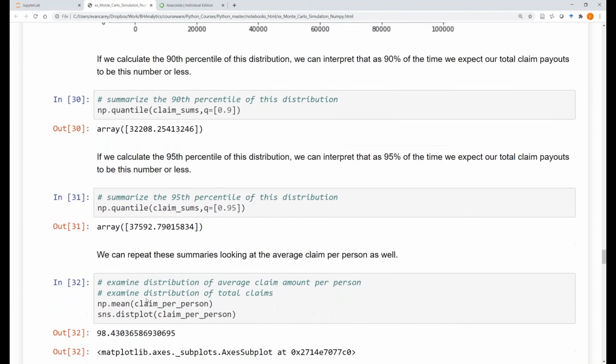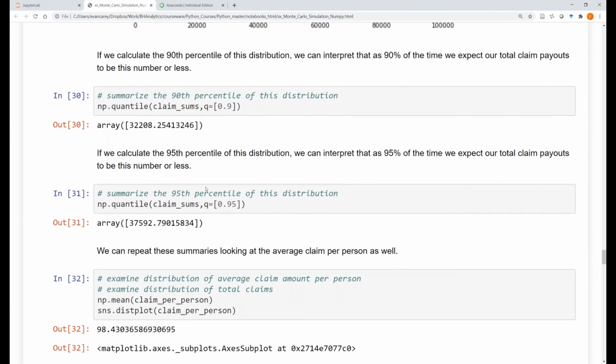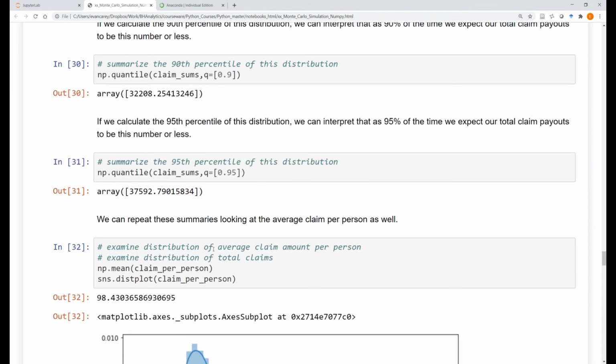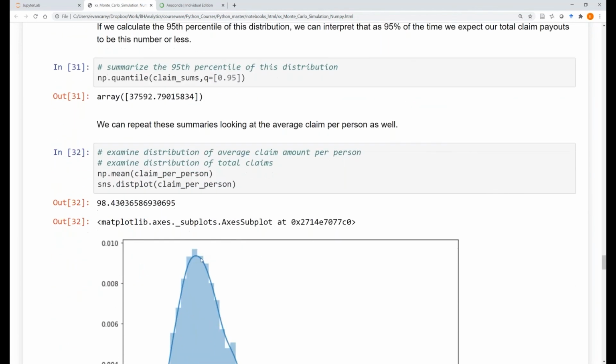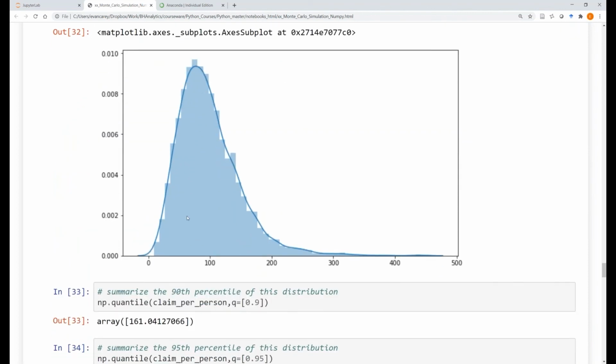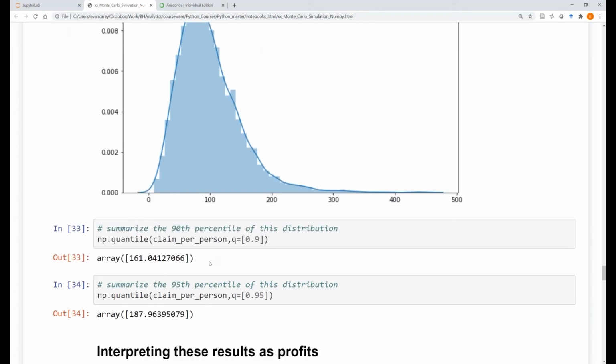The 95th percentile of the distribution is easily calculated, just change our argument slightly to the quantile, and we're going to pay out $37,500, 95% of the time or less. I can repeat these summaries looking at the average claim per person, which is just a scalar offset, right? That's going to be the same thing divided by the total. And so our mean of claims per person is $98, and the distribution of those claims per person looks like this. And I could then summarize the 90th percentile of that distribution. All right, so 90% of the time we'll pay out 161 or less per person, and 95% of the time we'll pay out 187 or less per person.